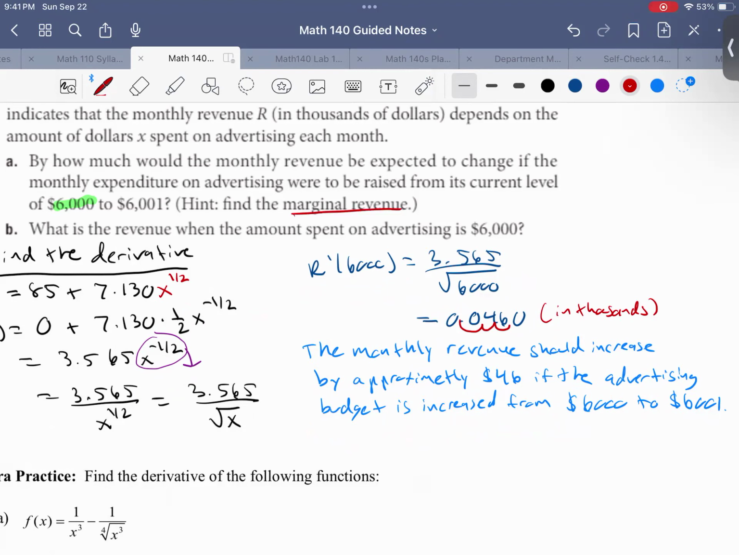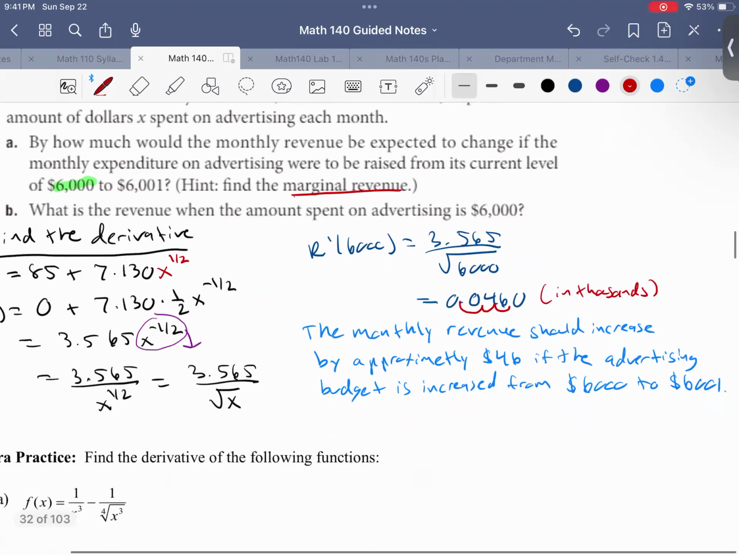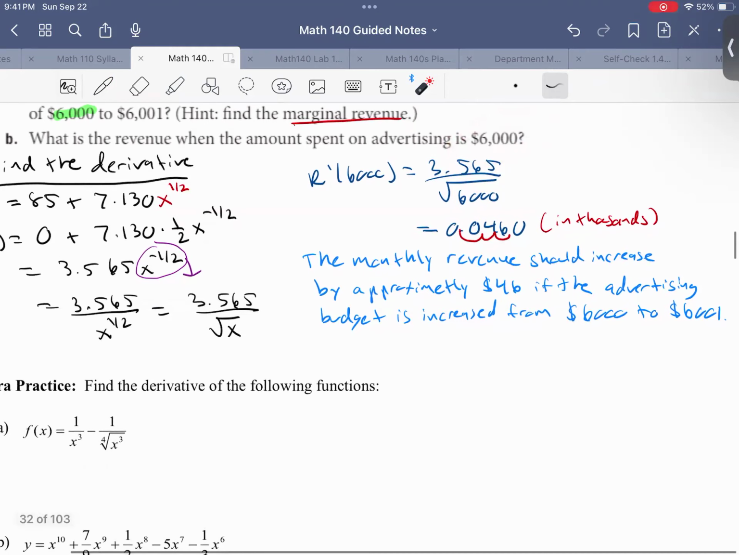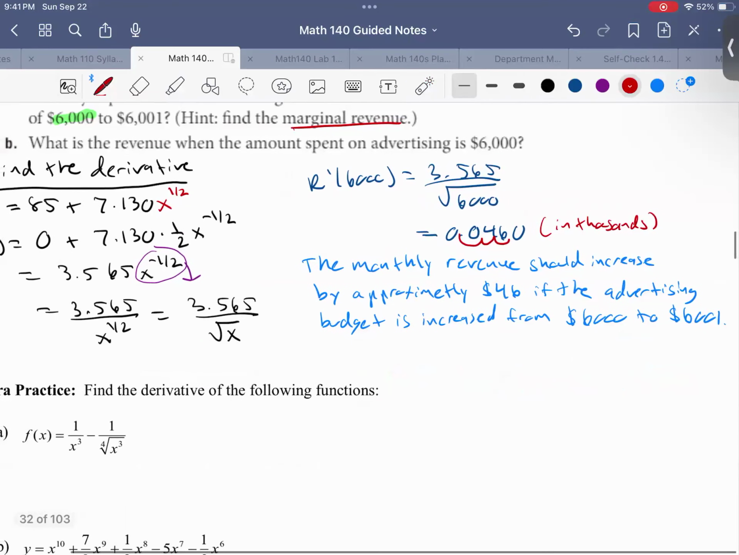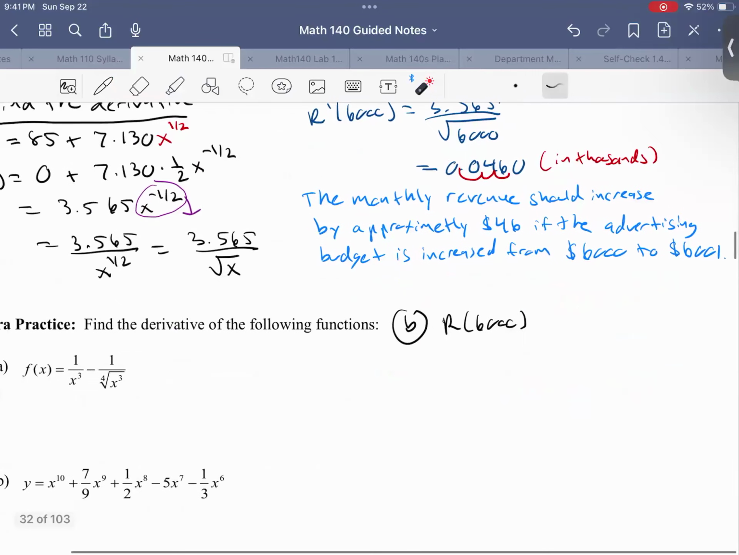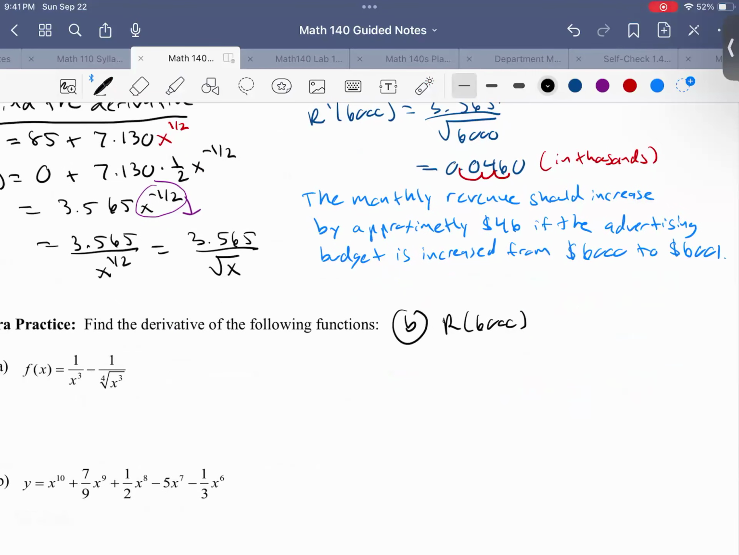A little taste of that before we get into it more. So what is the revenue when the amount spent on advertising is $6,000? Now we don't want marginal revenue or anything like that. We just want to know what the revenue is when we spend $6,000 on advertising. So for part B, we just have to evaluate the function. I'm going to plug 6,000 into the original function and figure out what my revenue would be when 6,000 is spent on advertising.